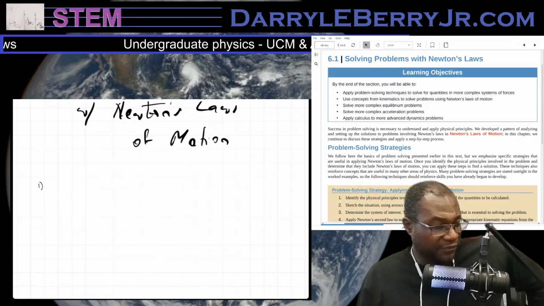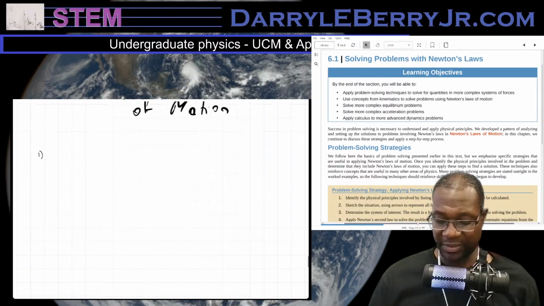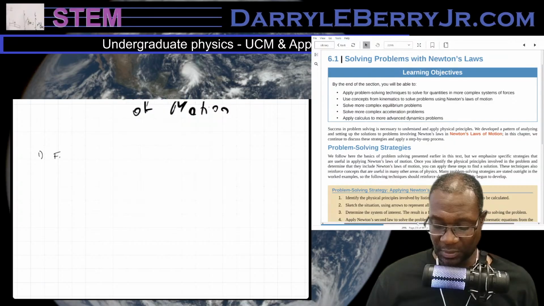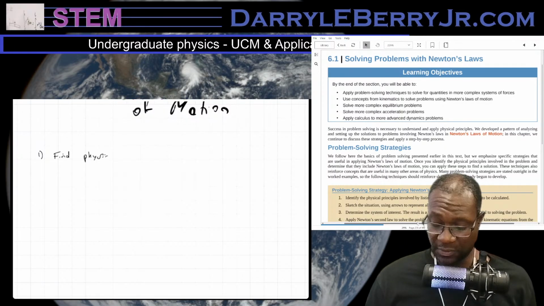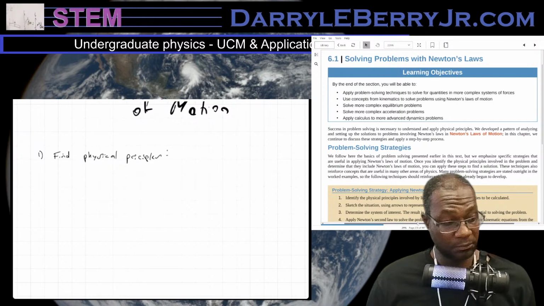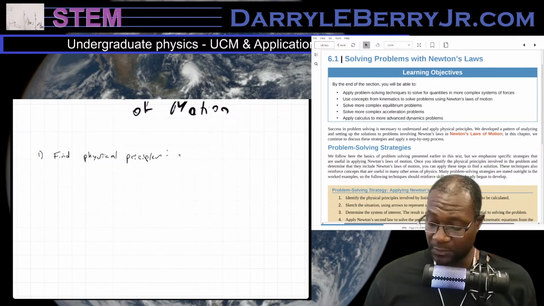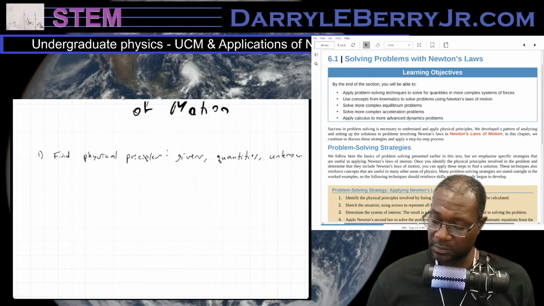1. Identify the physical principles involved by listing the givens and the quantity to be calculated. Find the physical principles. Givens, quantities, and unknowns.